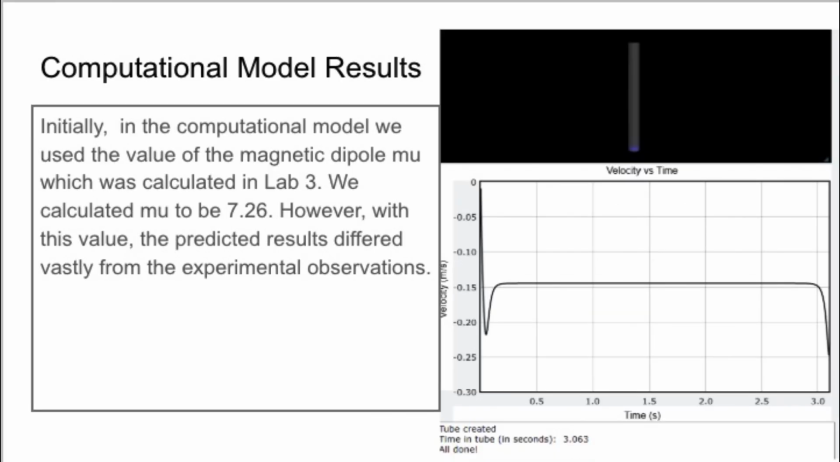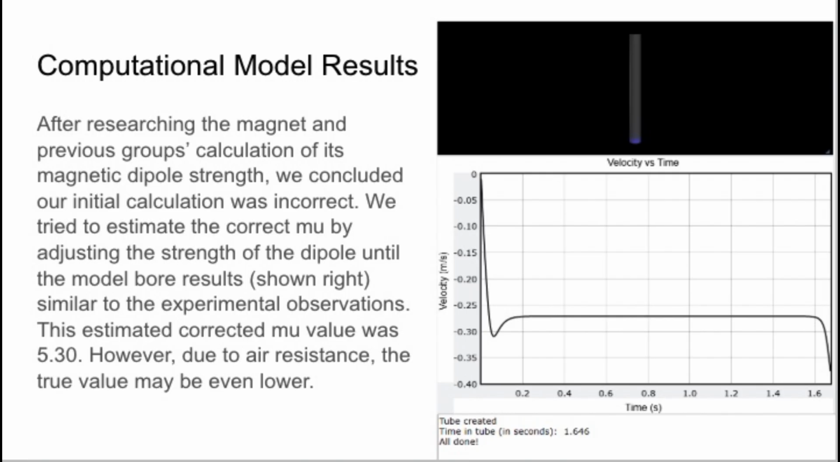Initially in the computational model, we used the value of the magnetic dipole mu. We calculated mu to be 7.26. However, with this value, the predicted results differed vastly from the experimental observations. With the results of the computational model, after researching the magnet and previous groups' calculations of its magnetic dipole strength, we concluded our initial calculation was incorrect.